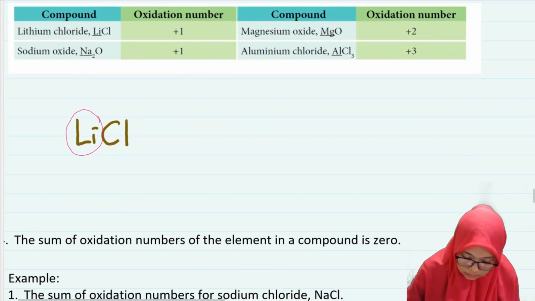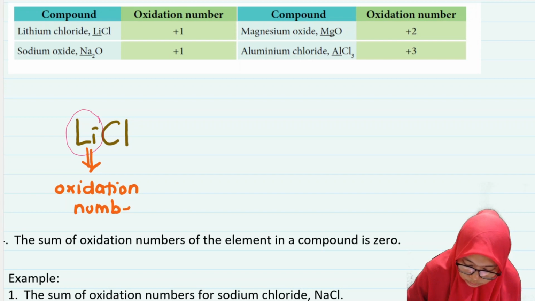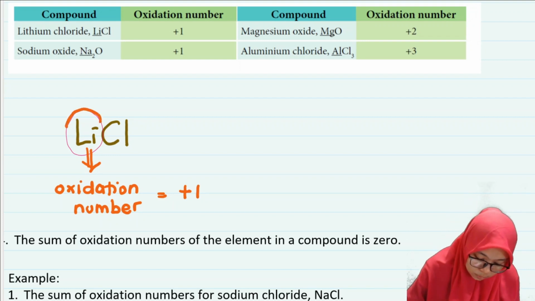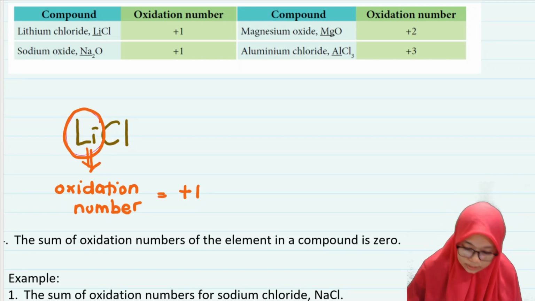So what we can see here is that the oxidation number for lithium is positive 1. Okay, so it is according to the group of the element. So positive 1, that's for lithium there. Okay, another example, you have aluminium chloride.